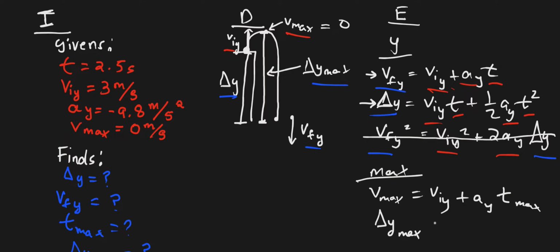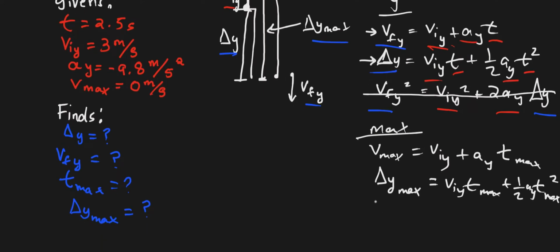Delta y max is equal to the initial velocity in the y times time max plus 1/2 times the acceleration in the y times t max squared. Okay, last one: v max squared is equal to v initial in the y squared plus 2 times the acceleration in the y times delta y max. Okay, let's now use the color coding to help us choose our equation here.